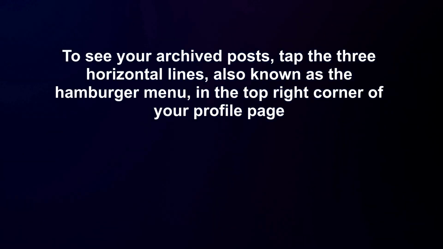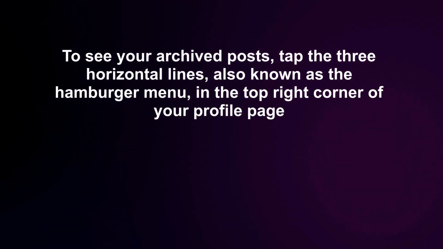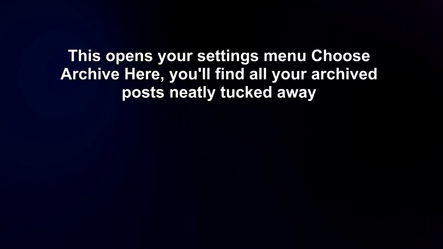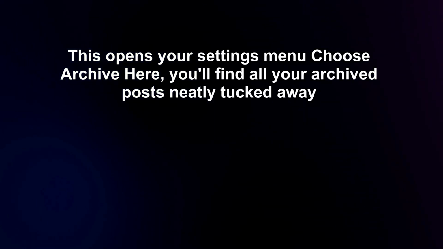To see your archive posts, tap the three horizontal lines, also known as the hamburger menu, in the top right corner of your profile page. This opens your settings menu. Choose Archive. Here, you'll find all your archived posts neatly tucked away.